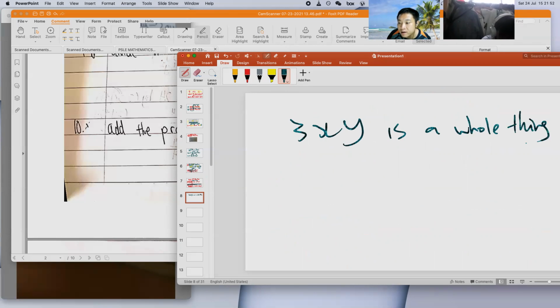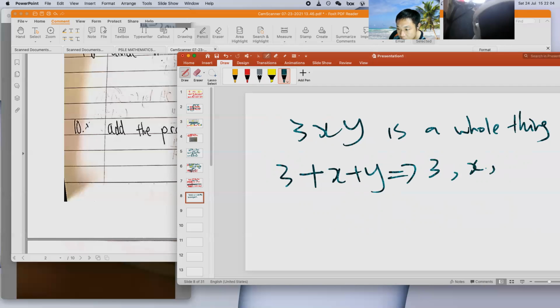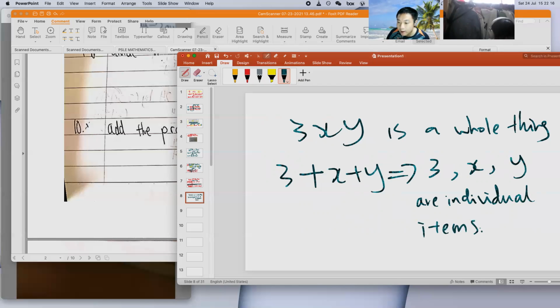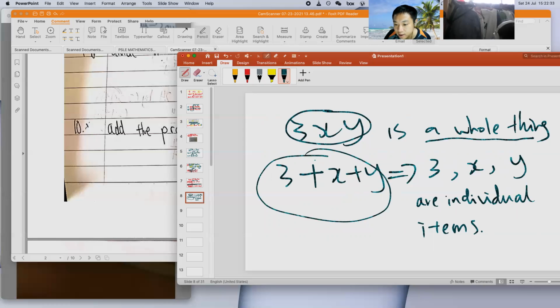So when 3, x and y are individual items, so 3 plus x plus y, for this case, 3, x, y are individual items. Okay? Can? Yeah. Okay? So what I'm trying to say is, if it's a multiplication, you see it as a whole thing. If it's a plus or minus, you see it as an individual item.